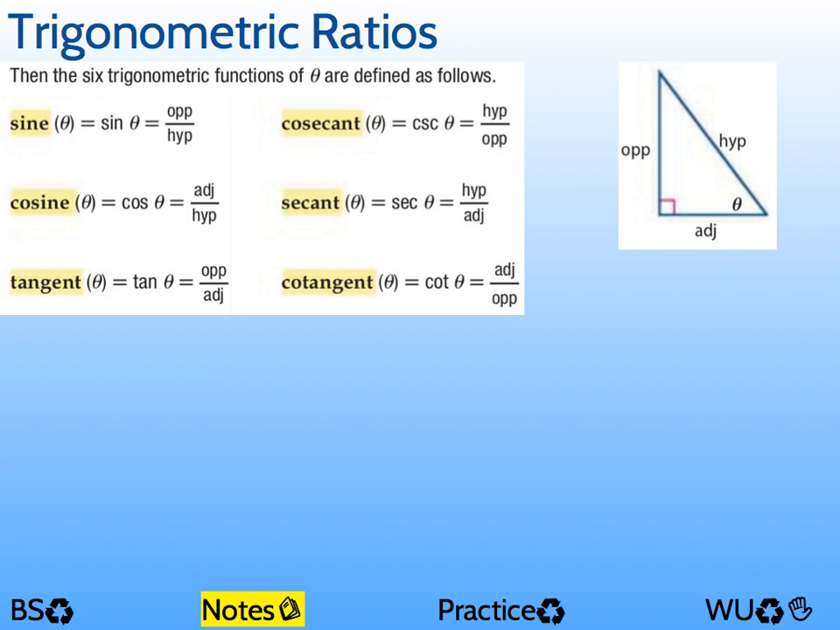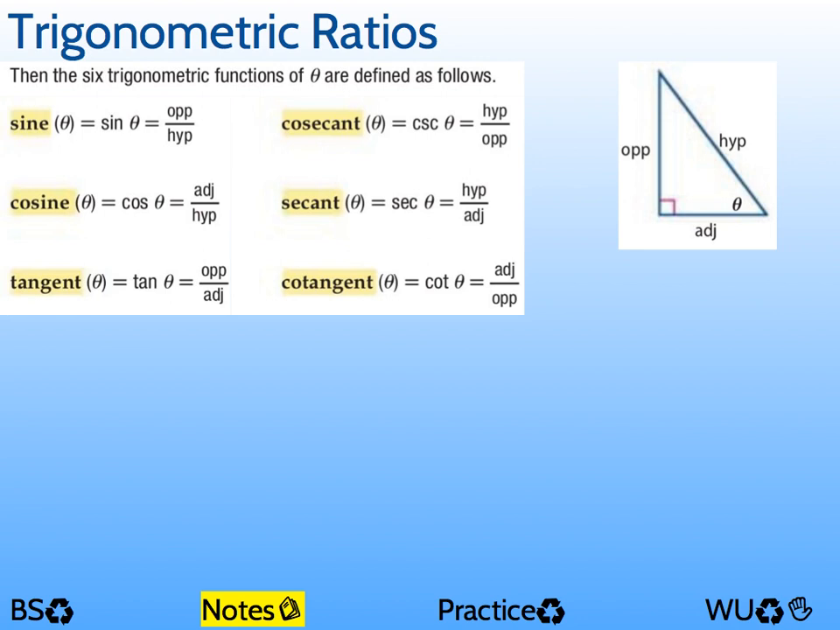In this lesson, you're being reintroduced to the 6 trigonometric functions. All of the trigonometric functions are based on an angle theta. So sine of angle theta is the side that's opposite theta over the hypotenuse. Cosine is the adjacent over the hypotenuse, and tangent is the opposite over the adjacent.